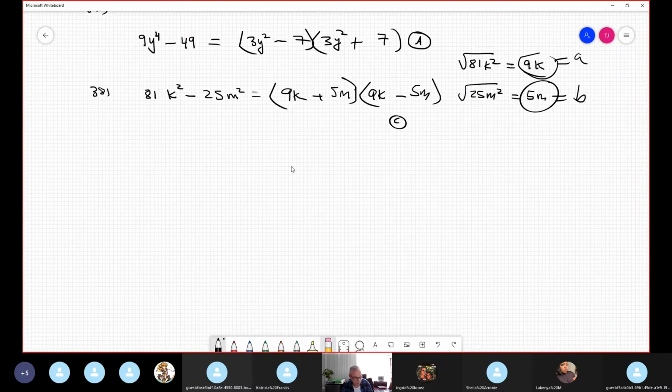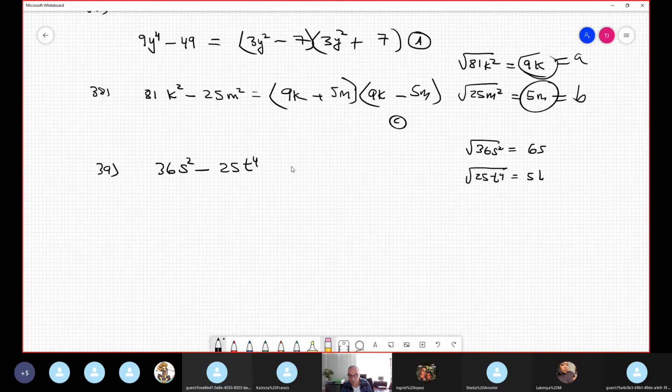39. 39 is 36x squared minus 25t to the fourth. The square root of 36x squared is 6x. The square root of 25t to the fourth is 5t squared. Okay, I open two parentheses.